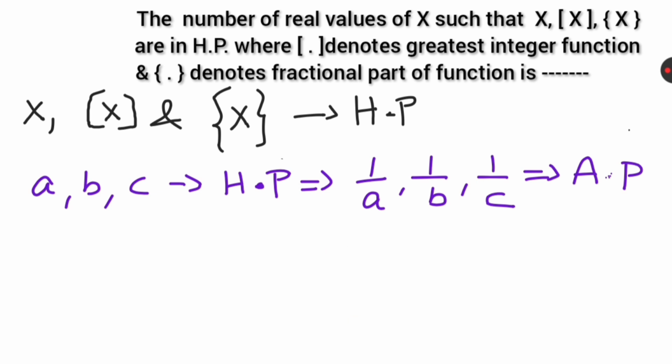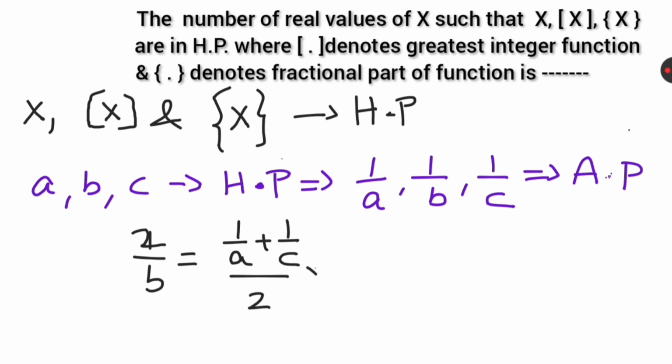We have 1 over a, 1 over b, 1 over c. If these three are in AP, then the middle term 1 over b is equal to the arithmetic mean of the other two, so 1 over b equals (1 over a plus 1 over c) by 2. If you multiply both sides by 2, the 2 gets cancelled. So we can write 2 over b equals 1 over a plus 1 over c.